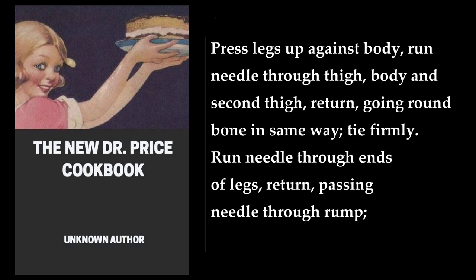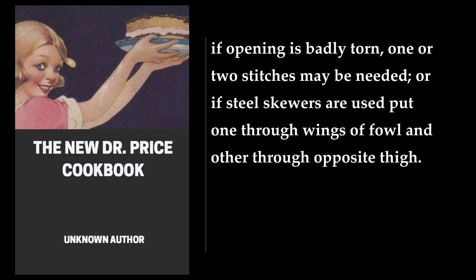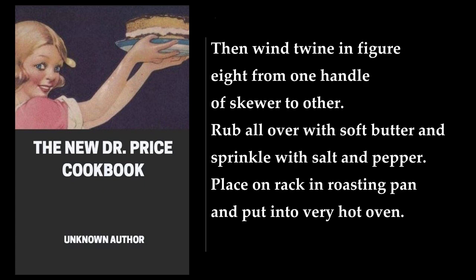Press legs up against body, run needle through thigh, body and second thigh, return, going round bone in same way, tie firmly. Run needle through ends of legs, return, passing needle through rump. If opening is badly torn, one or two stitches may be needed, or if steel skewers are used, put one through wings of fowl and other through opposite thigh. Then wind twine in figure 8 from one handle of skewer to other.